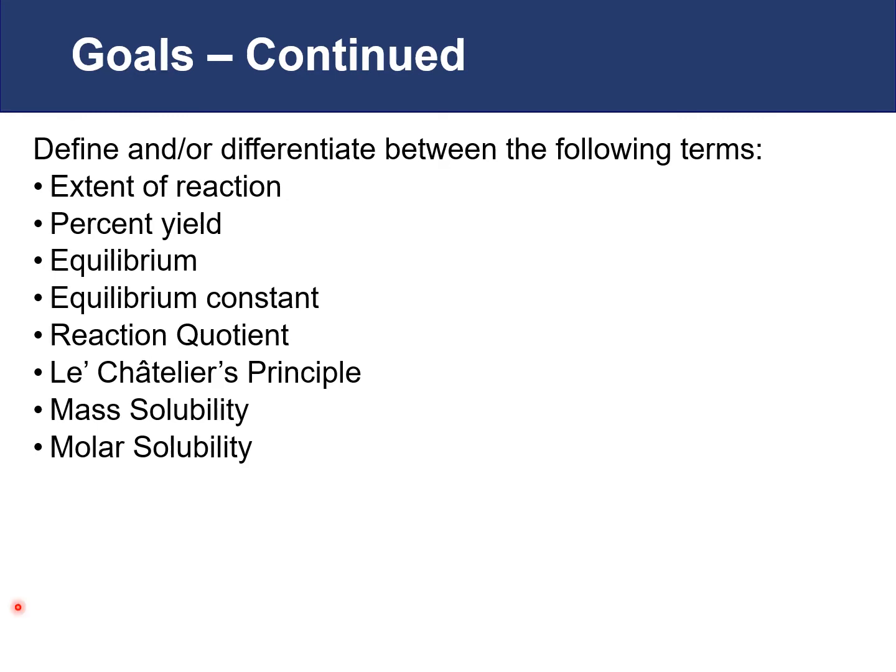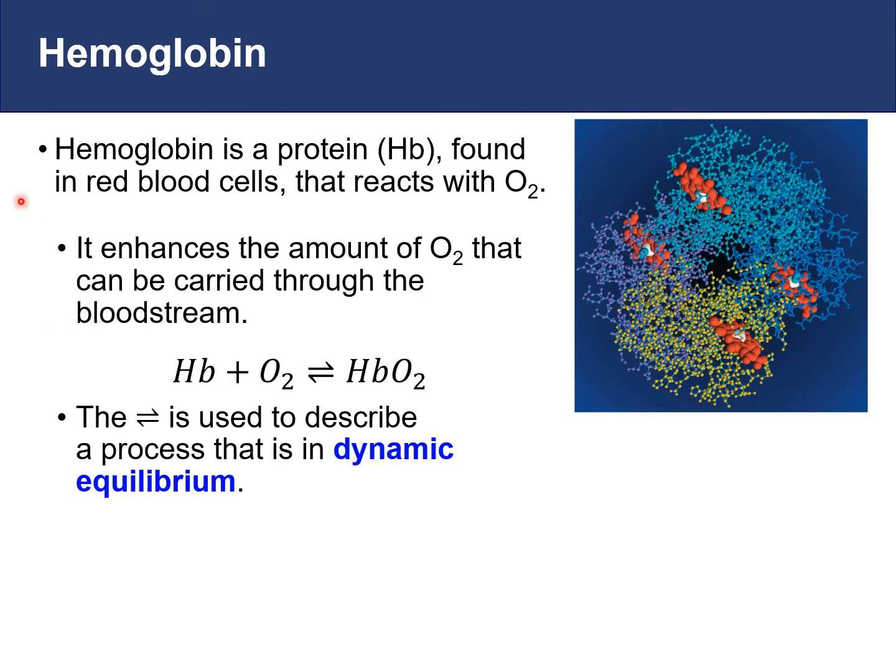Now for this particular set, there are far fewer terms that you will need to concern yourself with. There's the extent of the reaction, the percent yield, equilibrium, equilibrium constant, reaction quotient, Le Chatelier's principle, mass solubility, and molar solubility. So a real-world example of equilibrium that is important, particularly in biological systems, is hemoglobin.